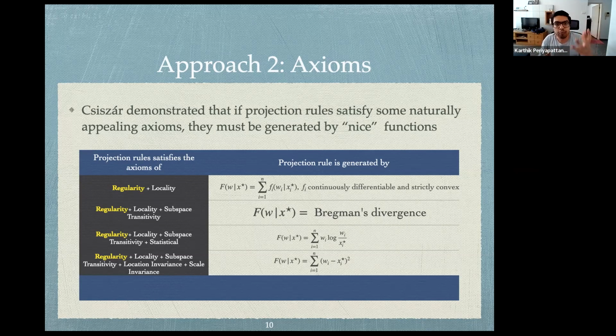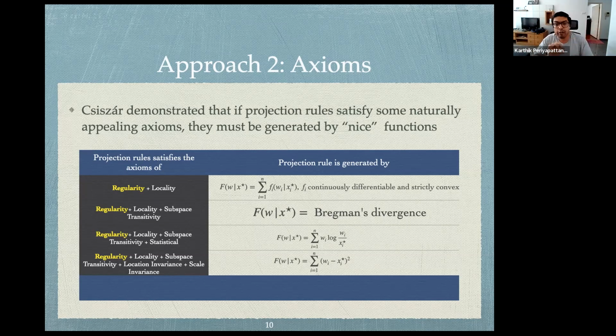For example, suppose the projection rules satisfy regularity and locality. These are some axioms. Don't worry about the definitions. But suppose they satisfy regularity and locality conditions, the mapping that is, given a L X star, I give you something in L. If this mapping satisfies the properties of regularity and locality, Csiszár shows that that projection rule ought to be generated by a function f which has this particular form as you see on the slide.